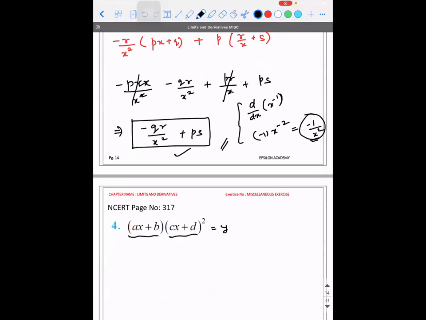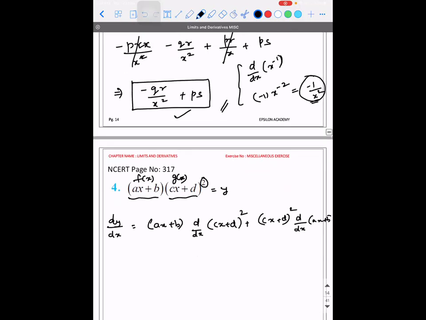So this is y. So what is dy by dx? This is f of x. This is g of x. For g of x, remember you have to apply the chain rule. So d by dx of ax plus b, or I will write it like this: f of x into the derivative of g of x, that is ax plus b into d by dx of cx plus d, plus cx plus d into d by dx of ax plus b. There is a square. So ax plus b into, how to solve this one?